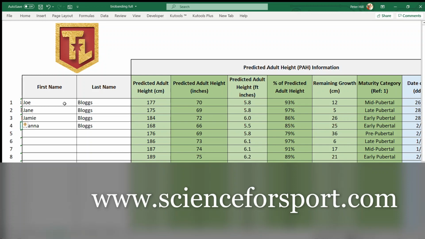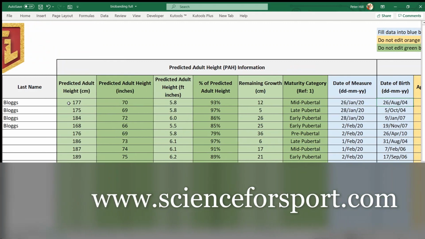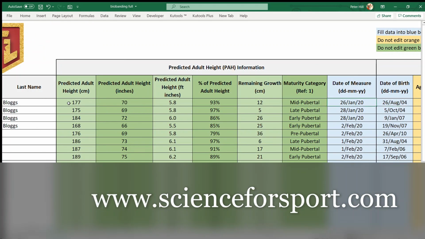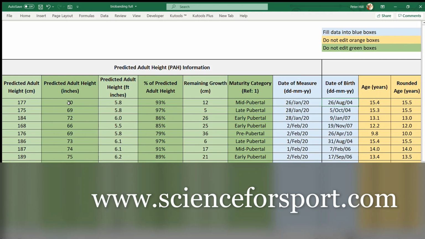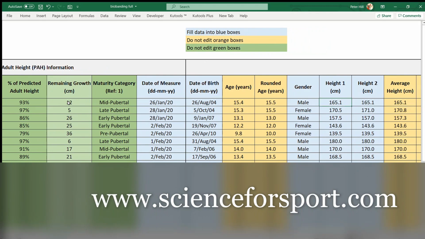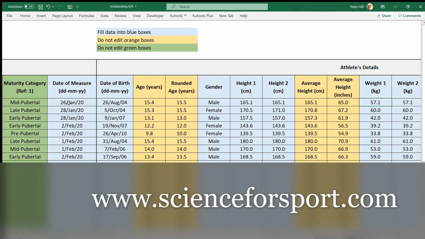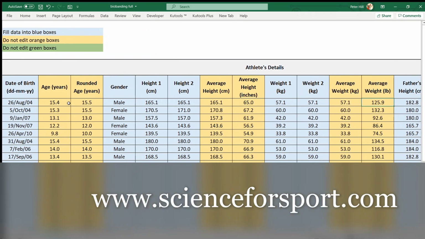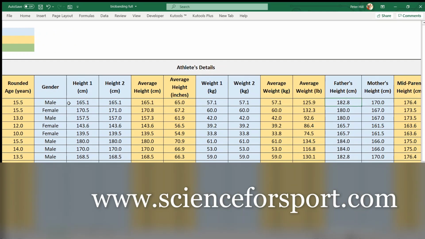All right, so for example, if we look at made-up athletes here, Joe Bloggs, who we measured on the 26th of January. His date of birth is 26th of August 2004. So he is 15 and a half. He's male. His height is 165 centimeters and his weight is 57.1 kilograms. His mother and father's heights are 182 and 170.